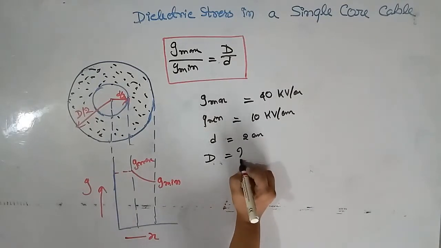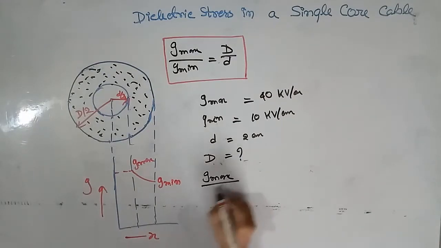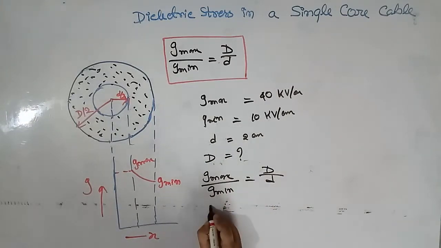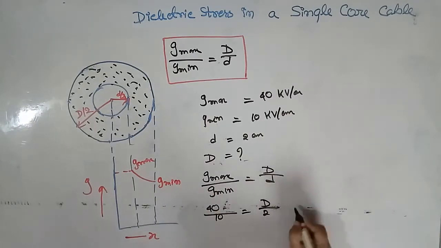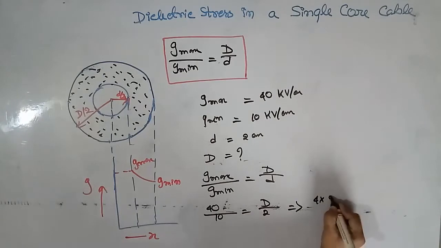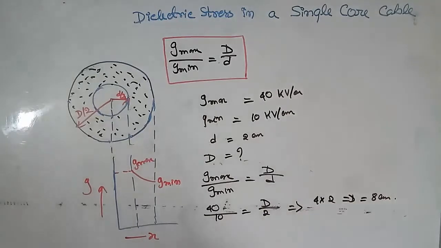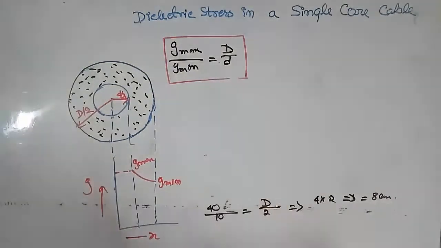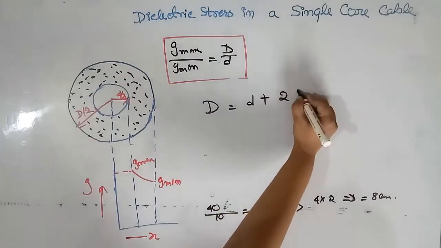So what is capital D? We know this formula, G max by G min equals capital D by small d. So the value is 40 by 10 into small d. So this is 4 into 2, equals capital D equals 8 centimeter. So what is the thickness of the insulation? Now, as in the previous case, I have told you that capital D is equal to small d plus 2 into thickness.